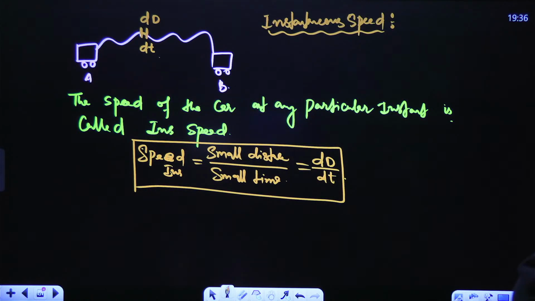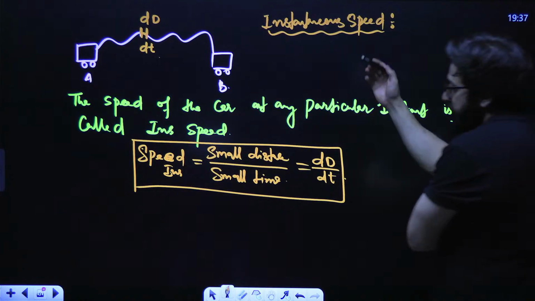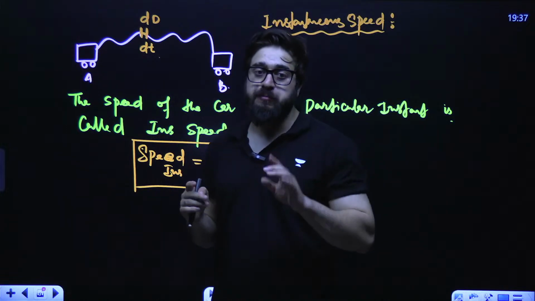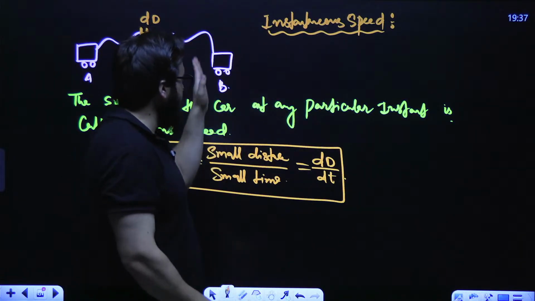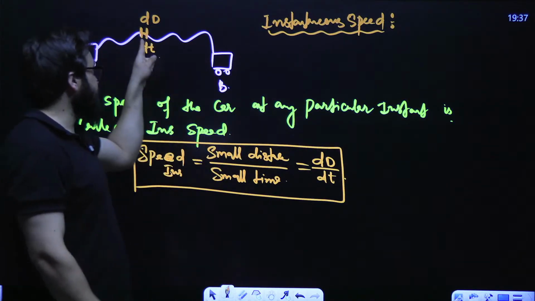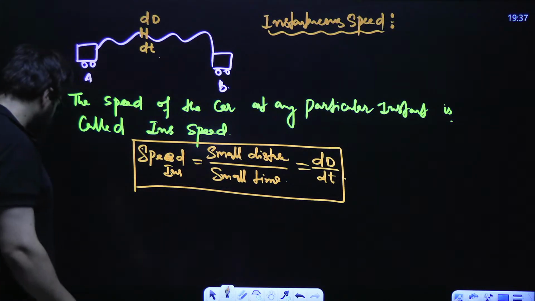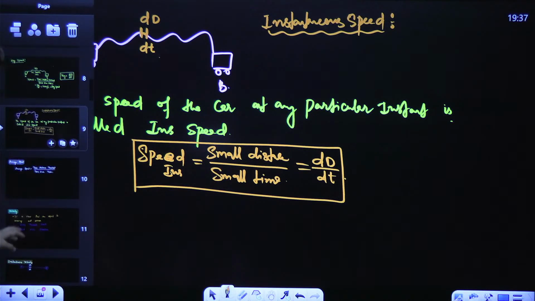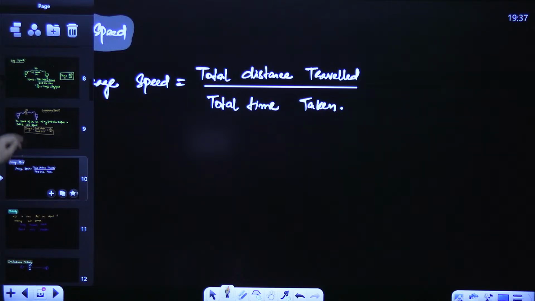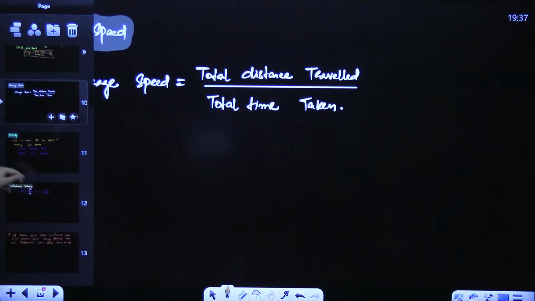Great, great. I hope instantaneous speed and average speed are absolutely clear. So average speed is the speed in general from point A to point B. Instantaneous speed is the speed at any particular instant. Average speed is done.